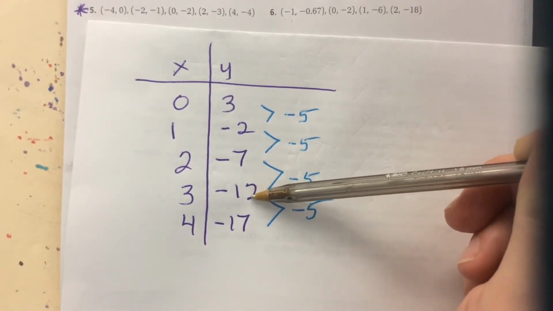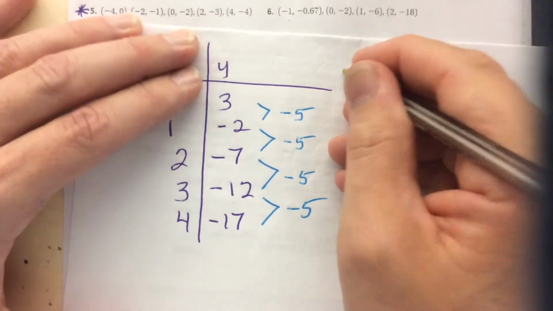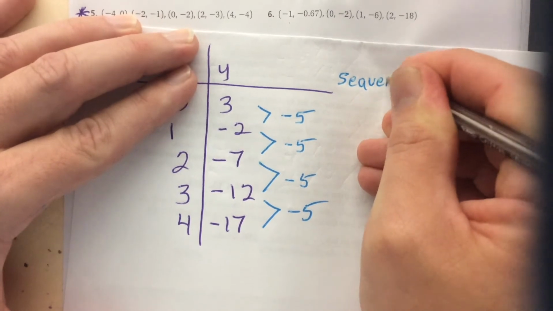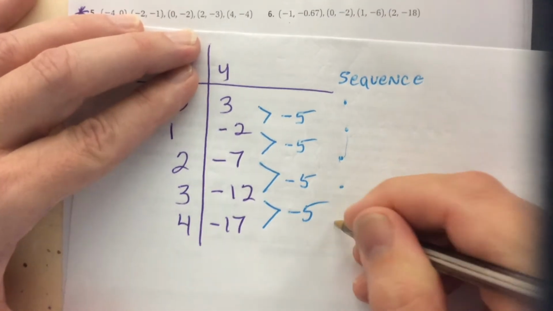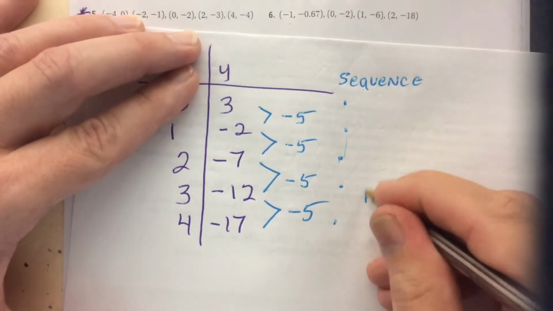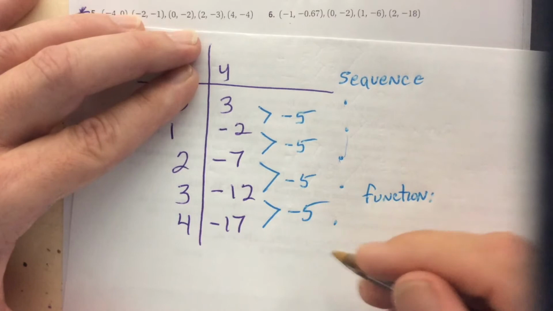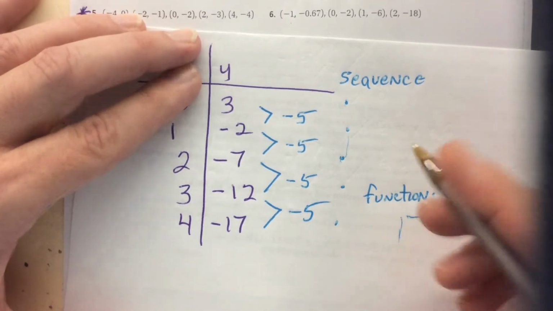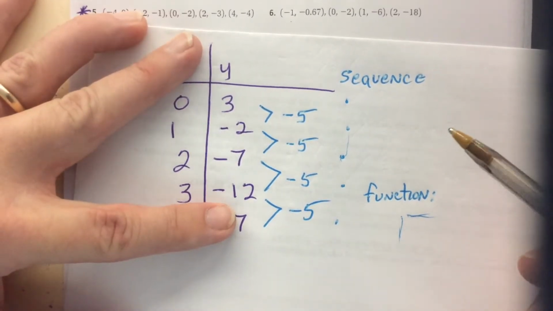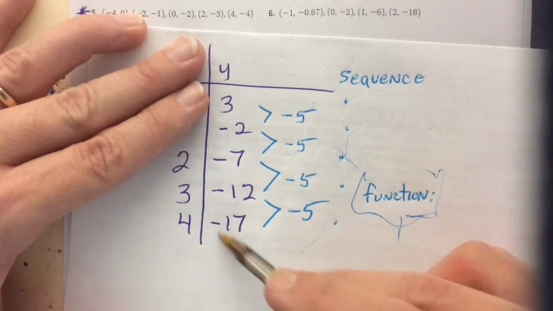What kind of function is that? Right, it's an arithmetic sequence and a linear function. Okay? The sequence refers to the numbers themselves, 3, negative 2, negative 7, negative 12, negative 17. And the word function refers to the rule that applies to these. Whether you're talking about a rule that you say orally, like start with 3 and then start subtracting 5 for each one, that would describe a function. Okay? The function is the rule that makes this happen.